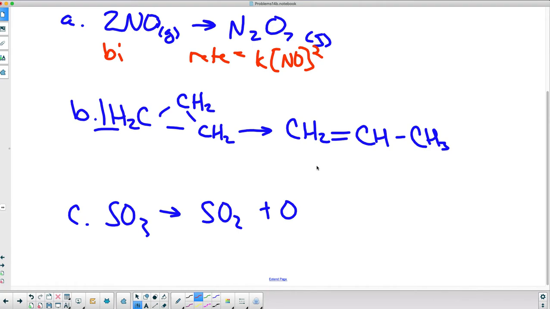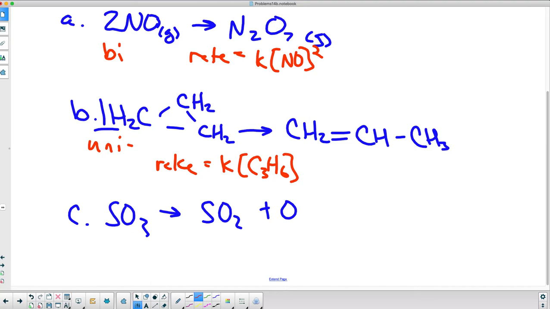This would be unimolecular, and the rate law equals K times, and what is this? There's 3 C's, C3, and how many H's? 6 H's. Like this, and because there's only 1 of them, there's a 1 for the first order.